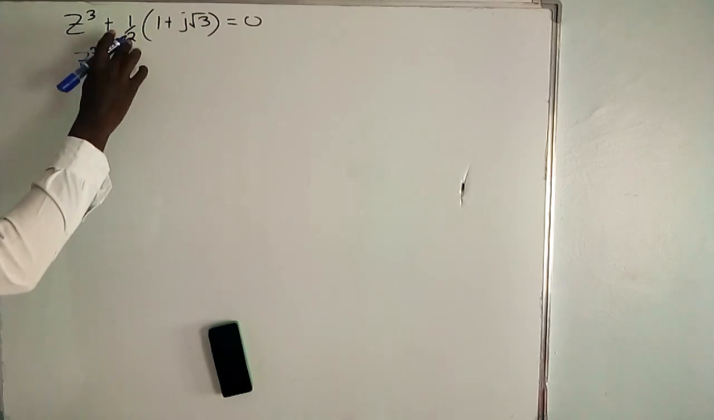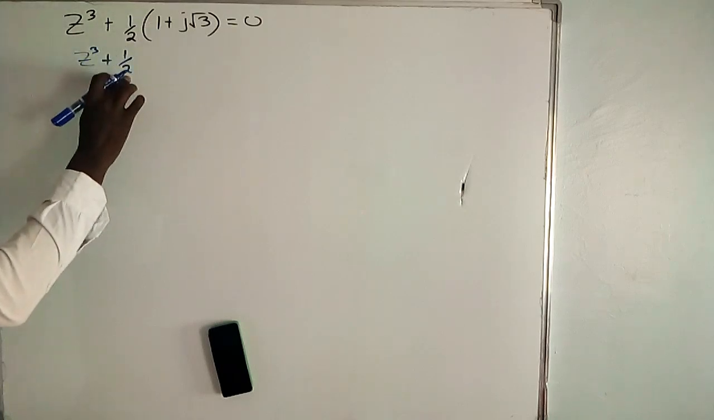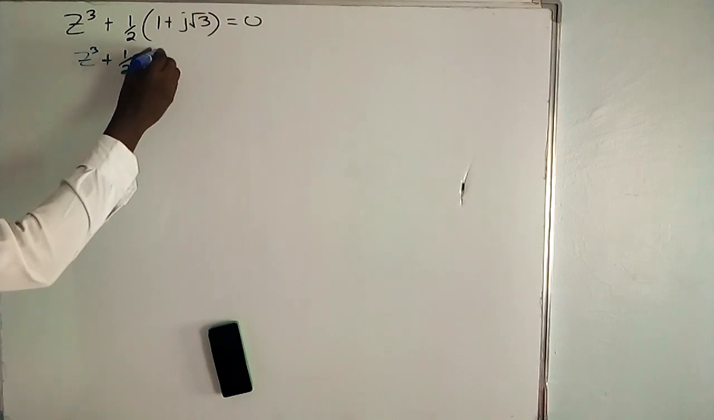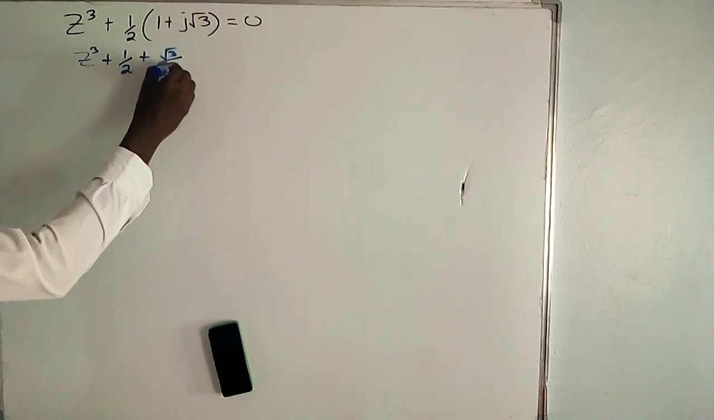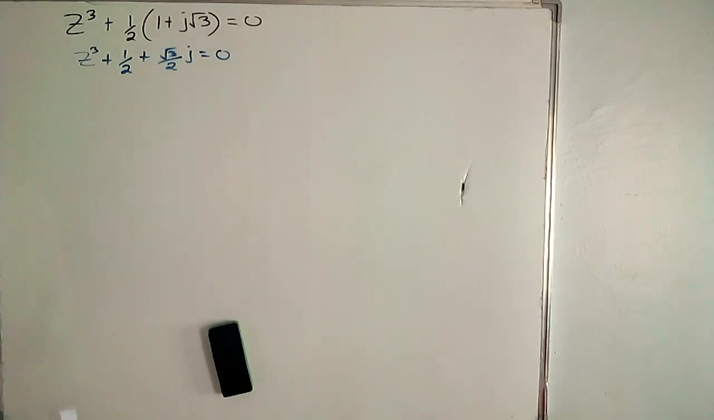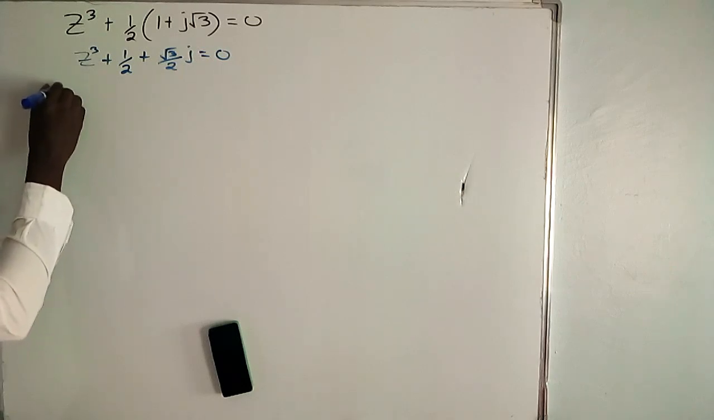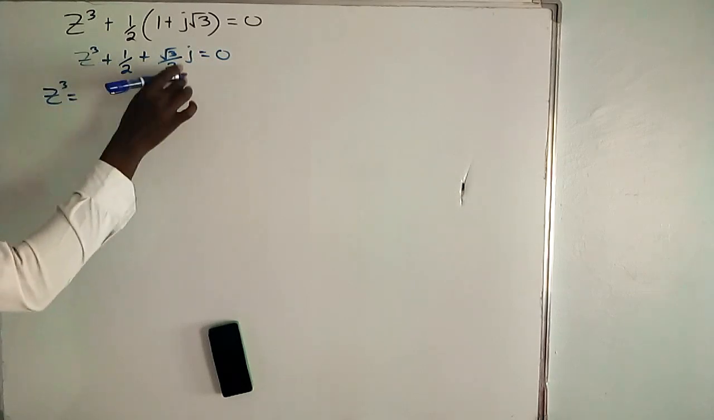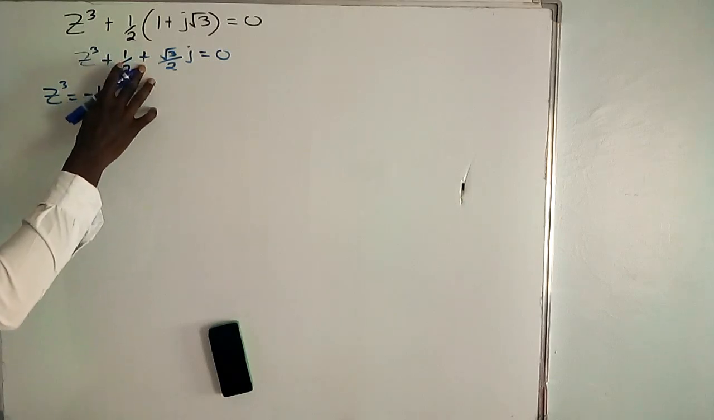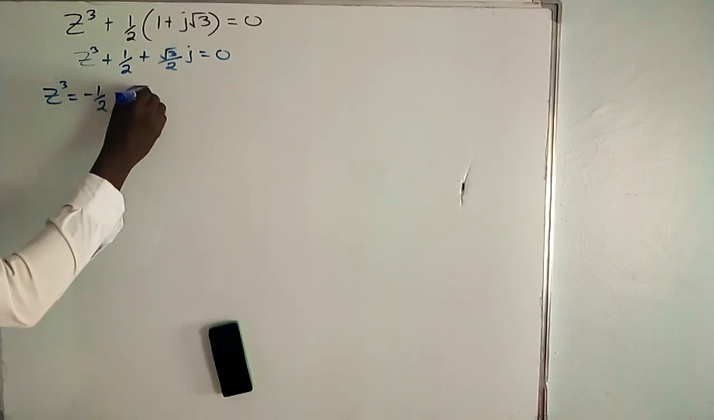So you take that a half inside the bracket. So we have a half times 1 is a half plus a half times j root 3 is root 3 over 2j is equal to 0, isn't it? Are we together? So if you make z cubed the subject of the formula, we have z cubed is equal to positive a half going the other side is negative a half, then positive root 3 over 2j going the other side is negative root 3 over 2.